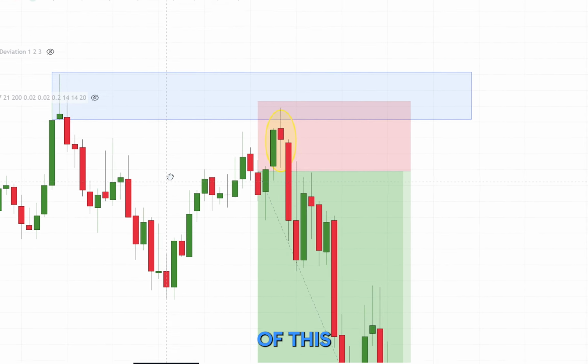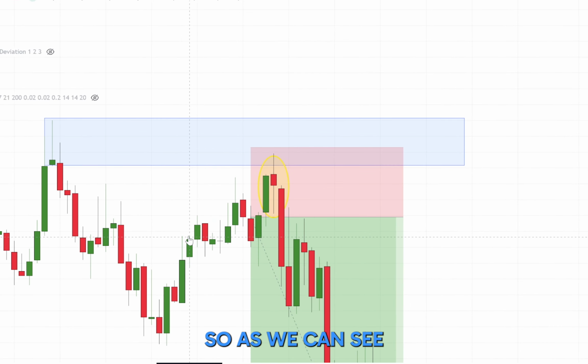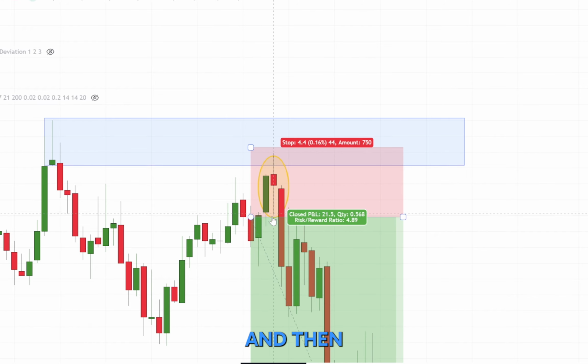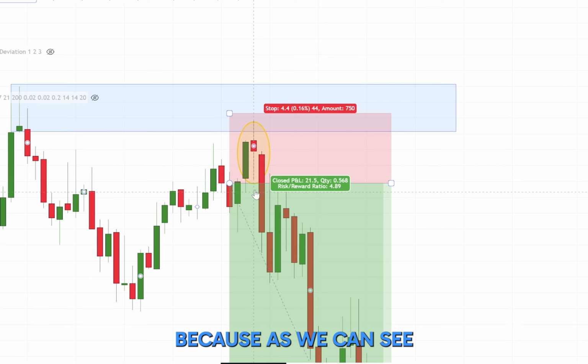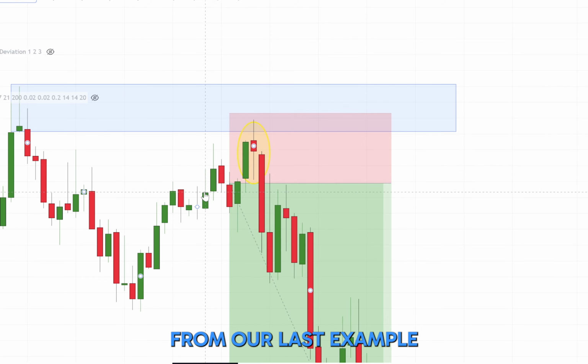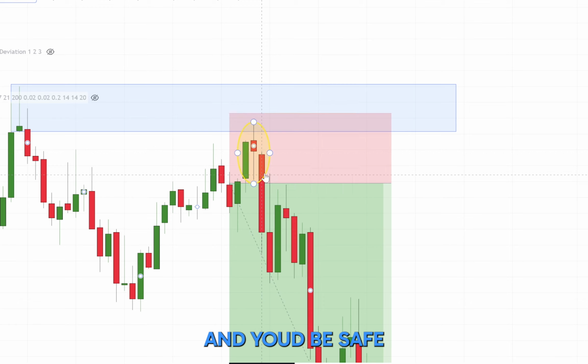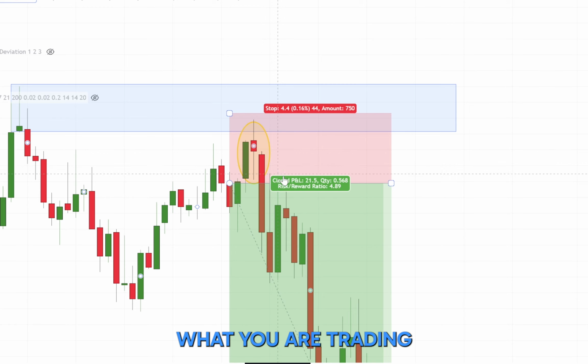Here's another example of this happening on gold. So as we can see, as the candlesticks are reaching our zone, we see it tap into our zone right here, and then we're waiting for the next candlestick to break below this previous candlestick with momentum. We want to be careful because, as we can see from our last example, the candlestick can reverse and move back up before the close. But a lot of the times that doesn't really happen and you'd be safe. It just depends on what you are trading.